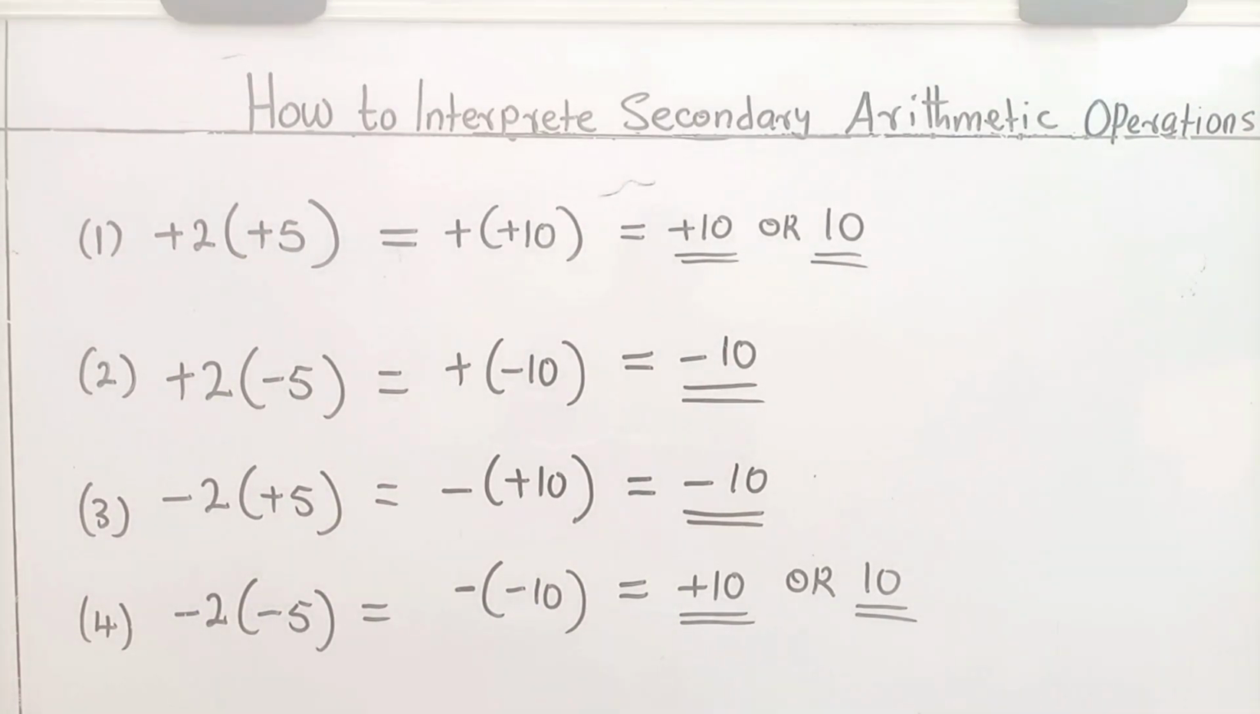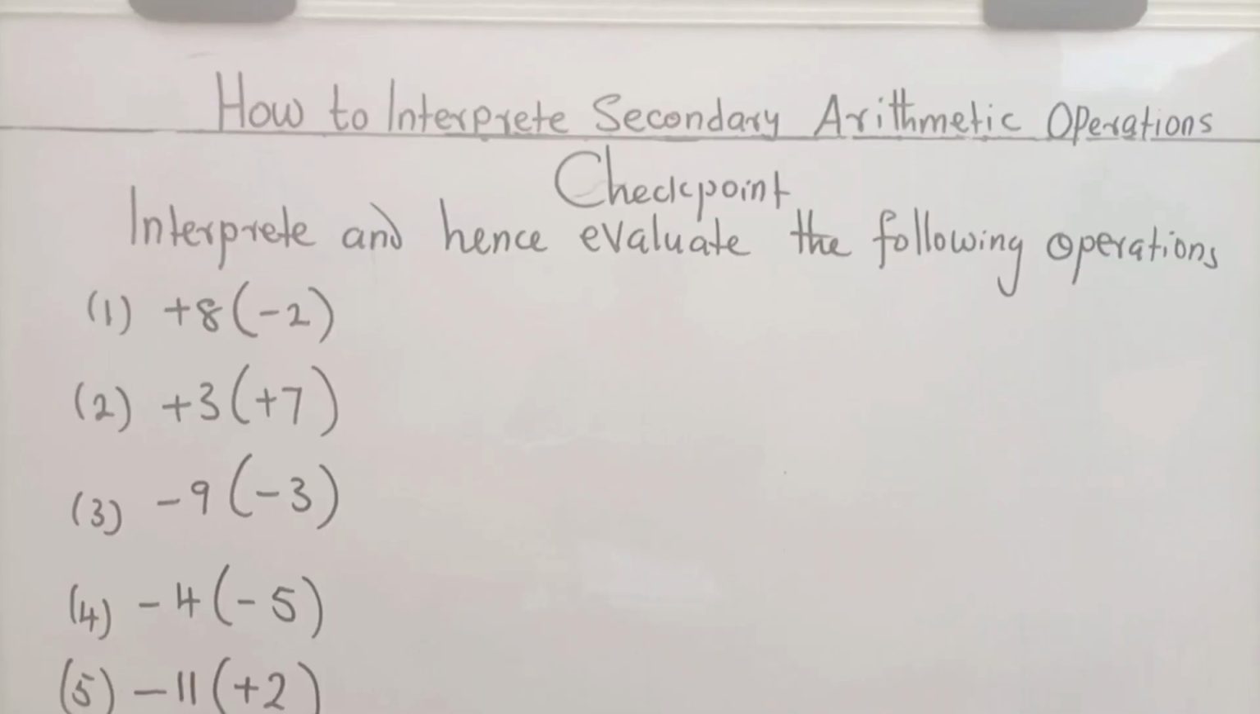Now, watch out for a checkpoint. The checkpoint says interpret and hence evaluate the following operations. They are 5 in number. Plus 8 bracket minus 2. Plus 3 bracket plus 7. Minus 9 bracket minus 3. Minus 4 bracket minus 5. Minus 11 bracket plus 2. Please cross-check your answers, especially in comparison with the answers I got when I was explaining the things I just did before this point.